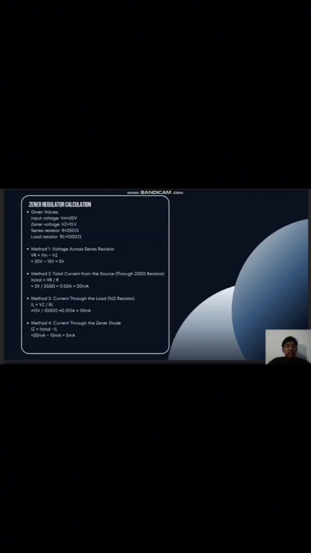Lastly, the current through the Zener diode. IZ equals I total subtract IL. 20 milliamperes subtract 15 milliamperes and we get 5 milliamperes.